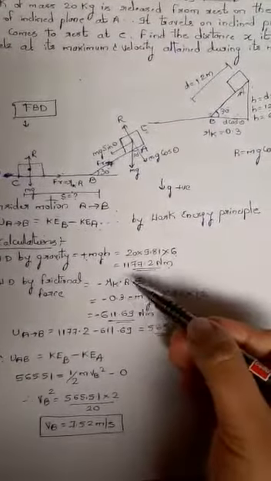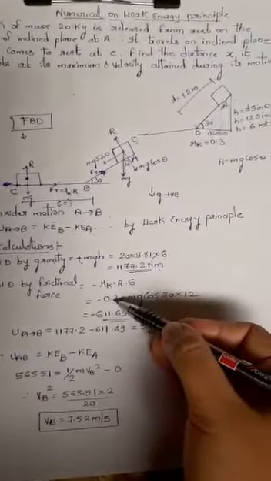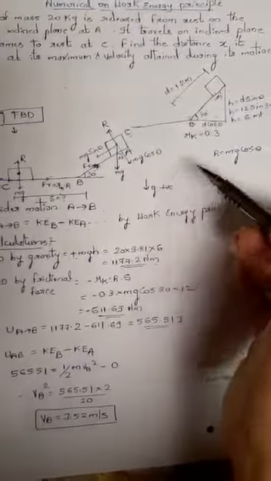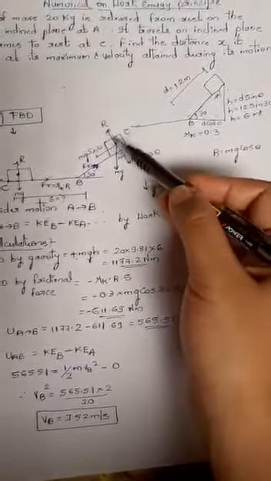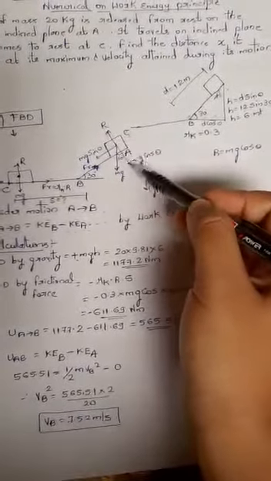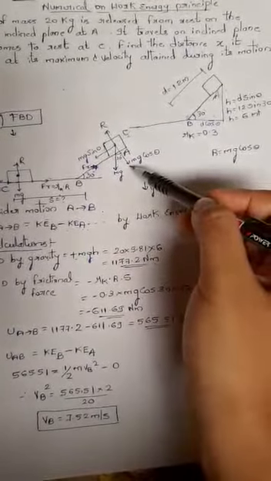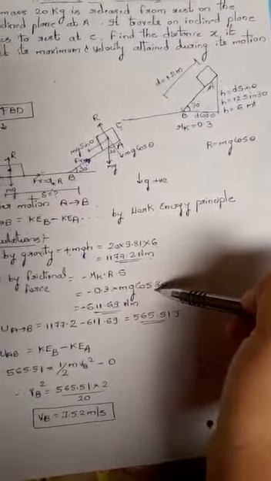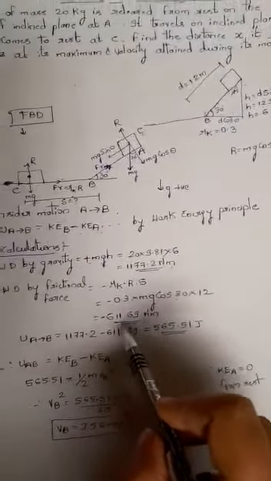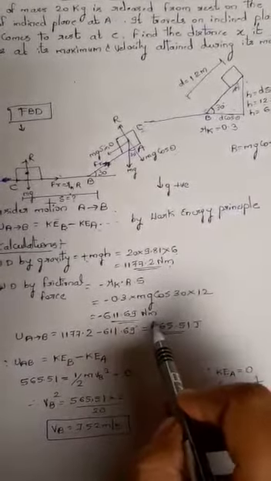Therefore, minus mu k. The value is given in the numerical, it is 0.3, into R. Now what is the value of R here? R is nothing but mg cos theta. If I apply summation of Fy here, R is acting upwards, mg is acting downwards, so R will be equal to mg cos theta, and displacement we know is 12. So the work done by frictional force is this much negative value in Newton meter.